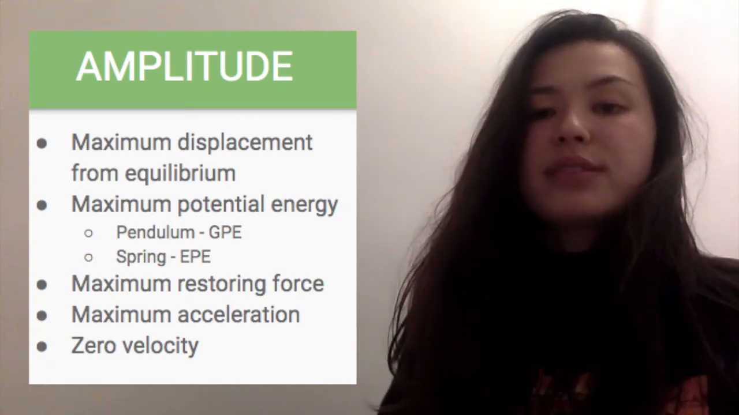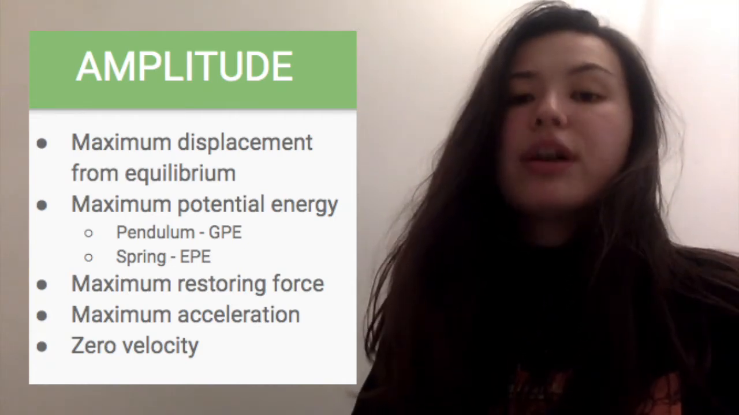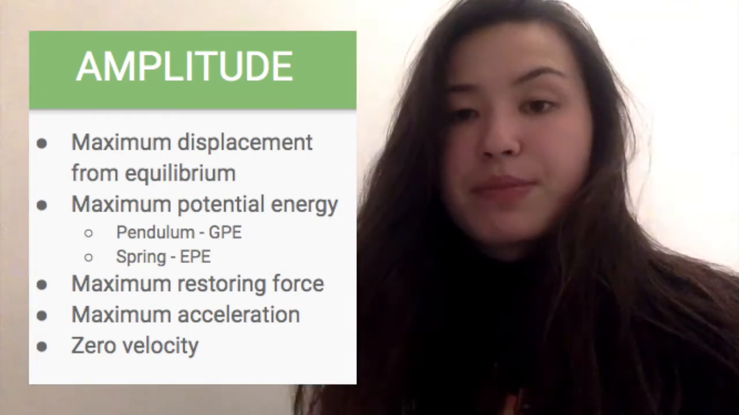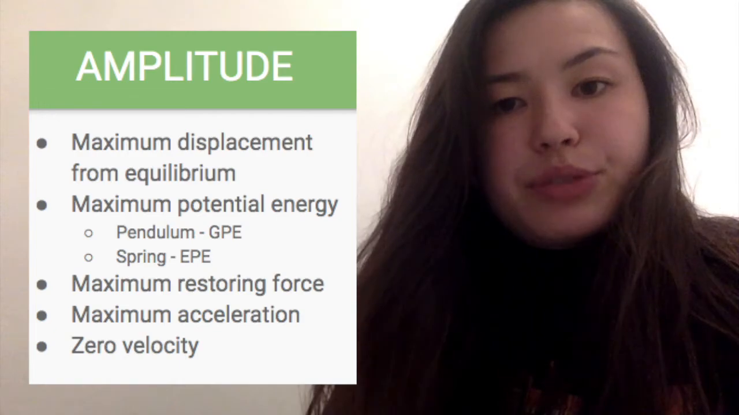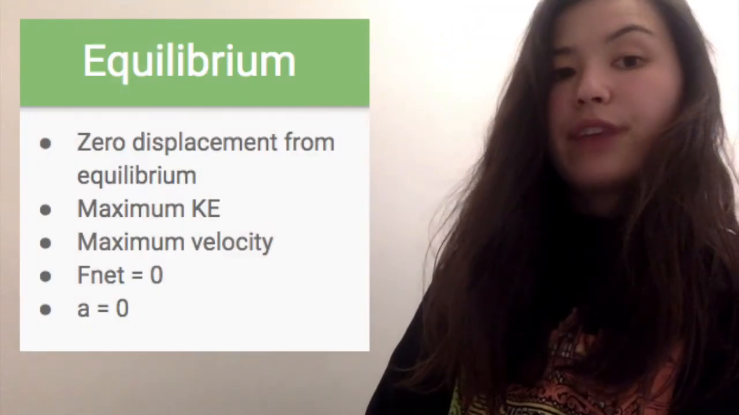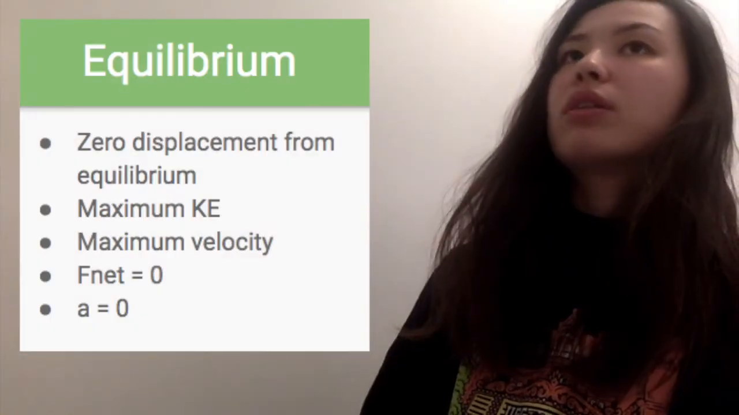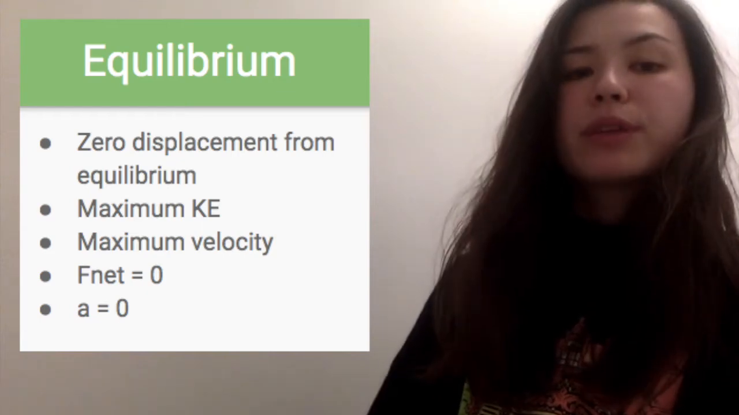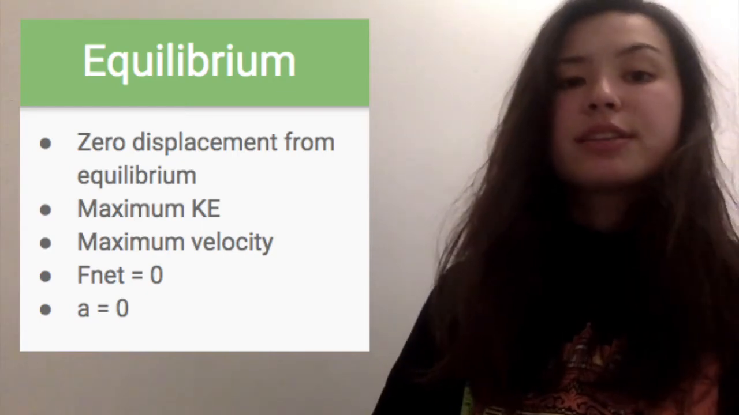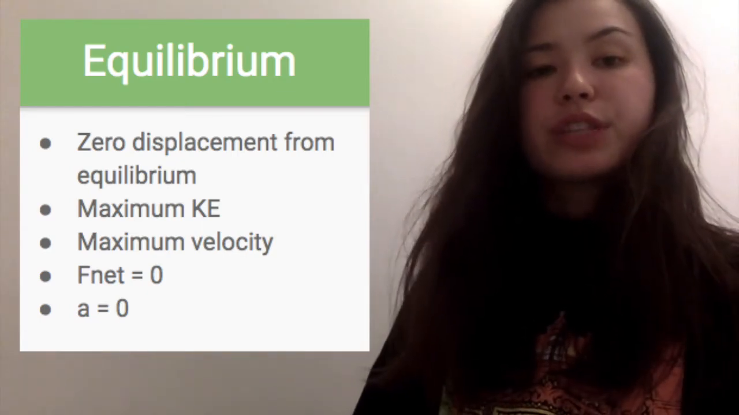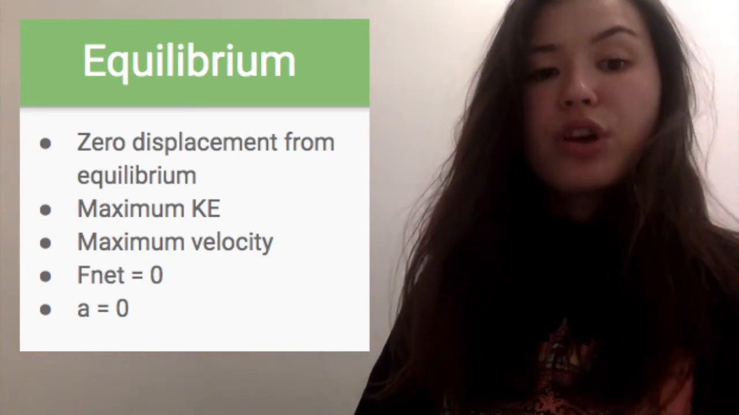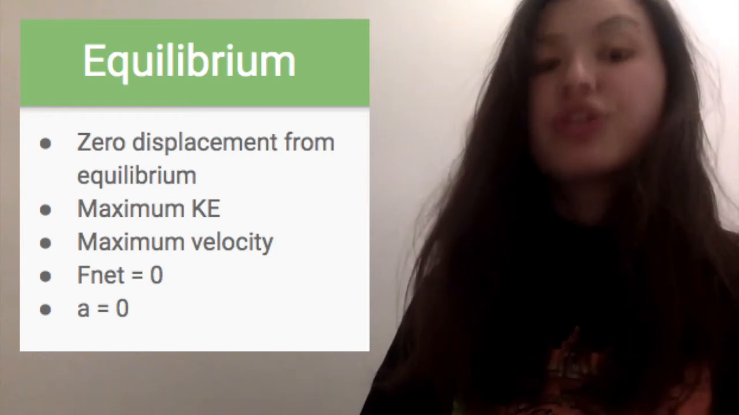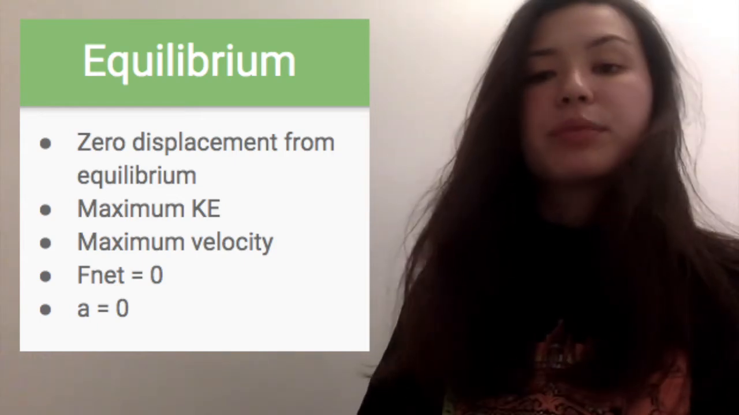So in both cases, we see that our potential energy, whether it's GPE or EPE, is at a maximum at the amplitude. In fact, all of our mechanical energy, our total mechanical energy, resides entirely in potential energy when we're at the amplitude. So there's no KE at the amplitude. There's no velocity at the amplitude.